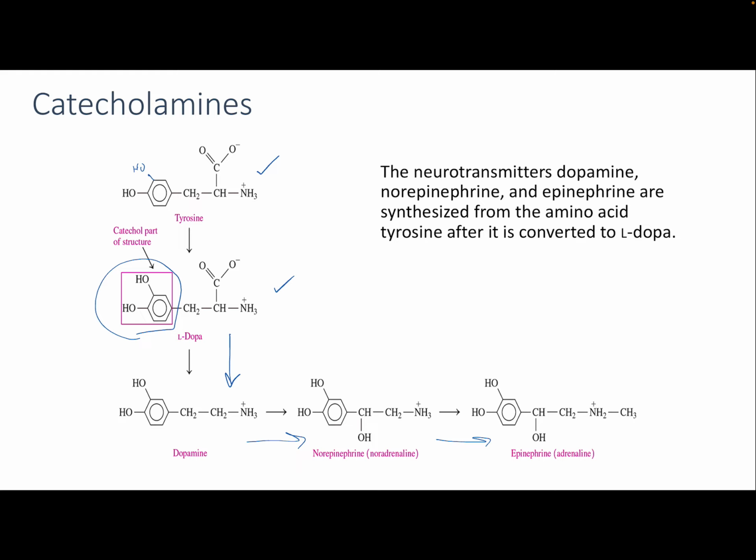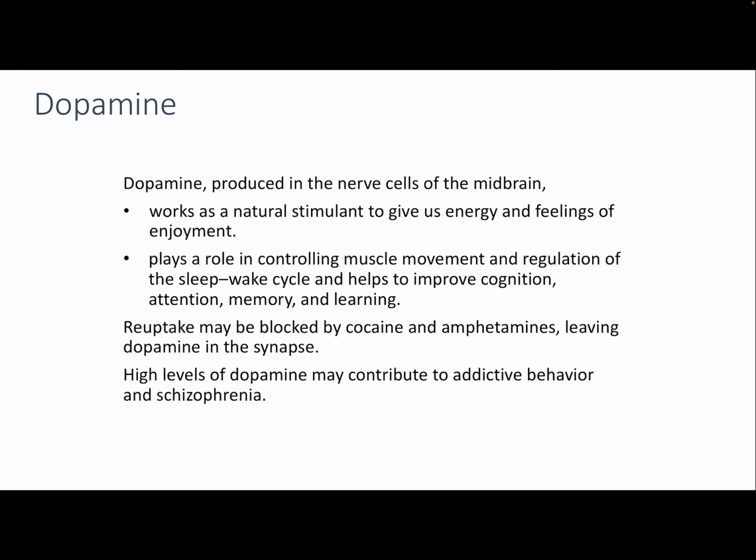And methamphetamine and amphetamine are excitatory for these. That would cause these to be released more and more frequently. And these are often feel-good type neurotransmitters. So, dopamine, produced in nerve cells in the midbrain, is a natural stimulant, energy and enjoyment. This is our reward molecule, basically.